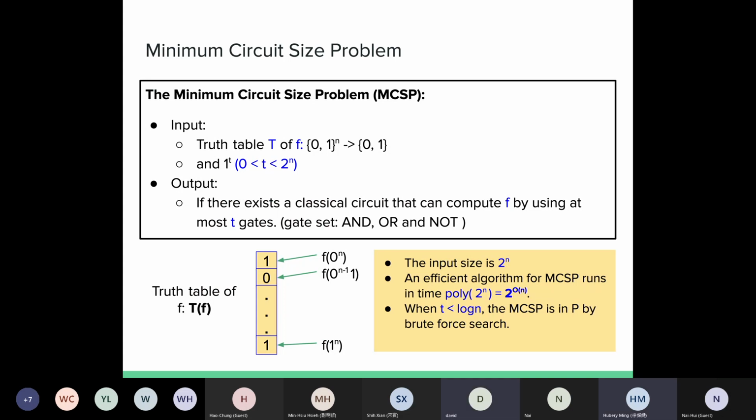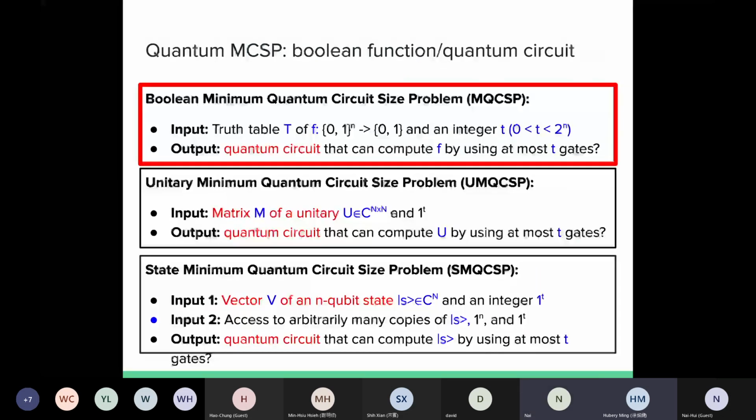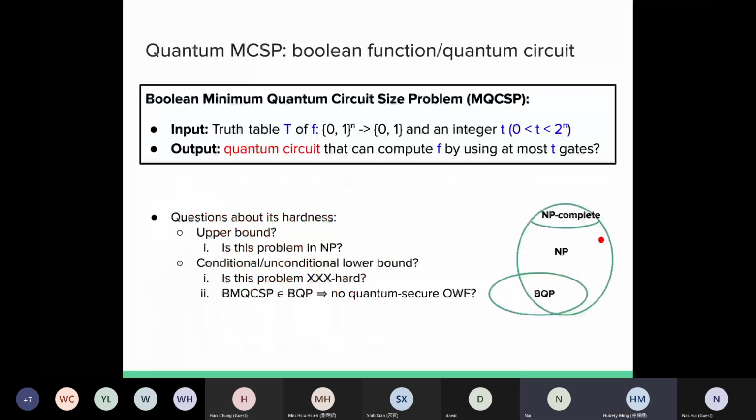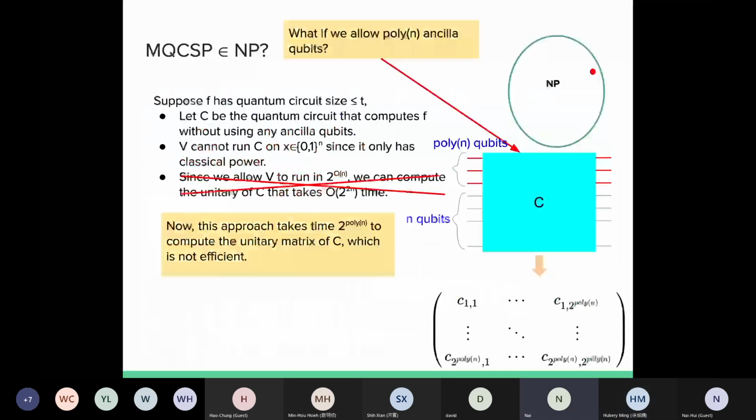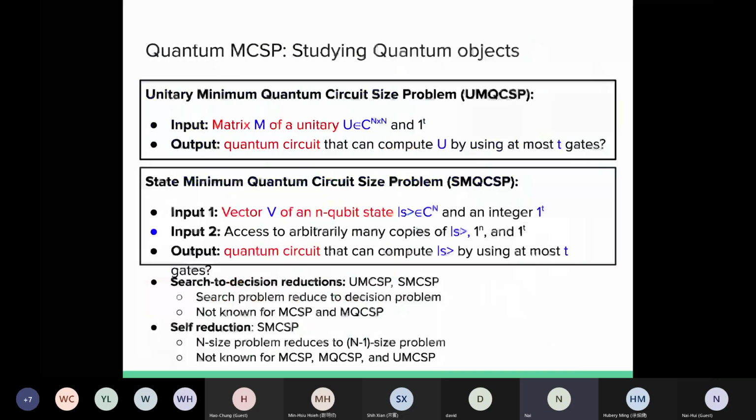So can you say again why the other two are more difficult in some way? You mean like the problem? The state and unitary problem. Yeah. Why are they harder than the original one, the Boolean one? So let me go to the... Okay, here. I think here is a good one.